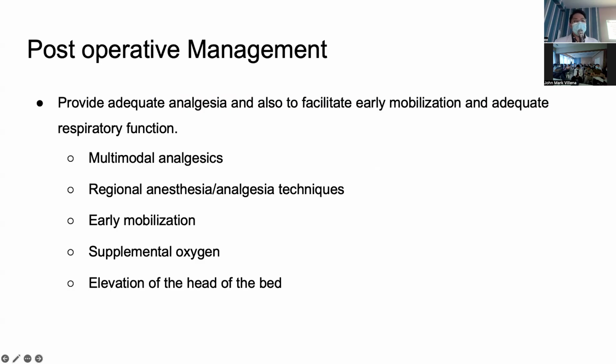To provide adequate analgesia and also facilitate early mobilization, we can make use of multimodal analgesics, and regional anesthesia techniques over general anesthesia. Early mobilization, supplemental oxygen, and elevation of the head.